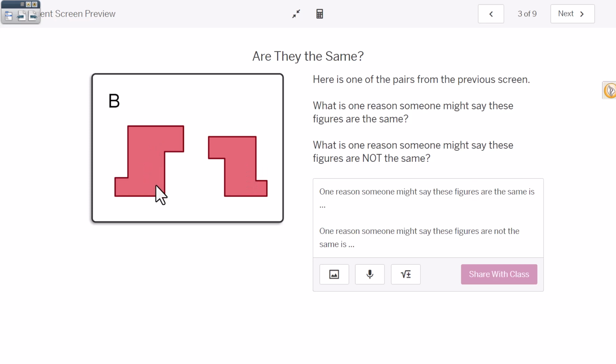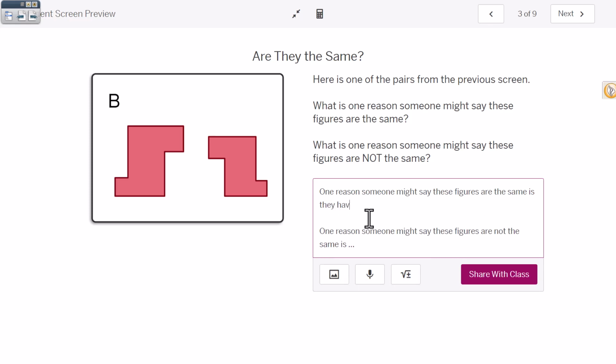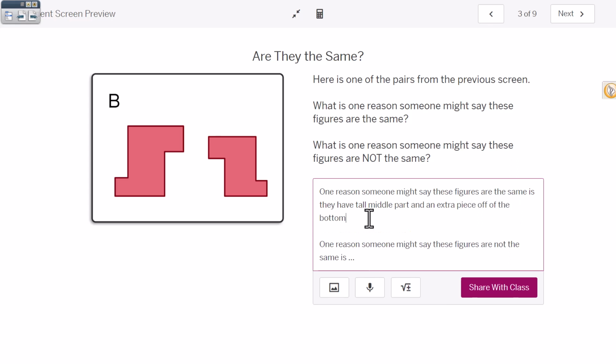They have this tall part in the middle, and then an extra little piece coming out of one side on the bottom, and an extra little piece coming out on the opposite side on the top. So I could say that one reason one might say these figures are the same is they have a tall middle and an extra piece off of the bottom and the opposite side of the top.